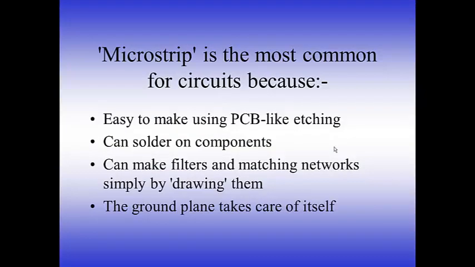Now, as we saw before, microstrip is the most common way of making circuits because it's easy to make using PCB-like etching. You can solder on components. You can make filters and matching networks just by drawing them on the computer, because the whole thing is made using photomasks. And finally, it's very important but a subtle advantage, is that the bottom of the substrate is a solid ground plane. So the ground plane takes care of itself.